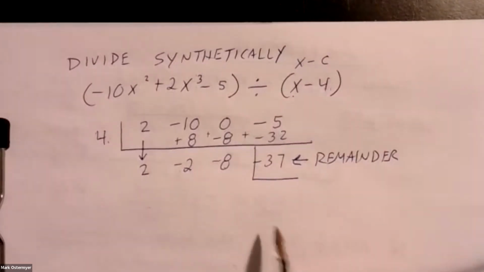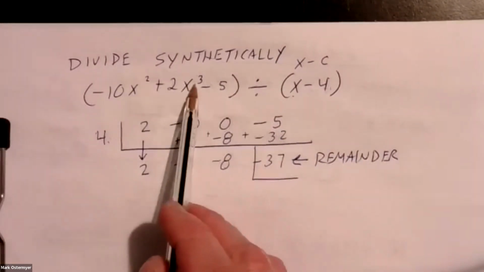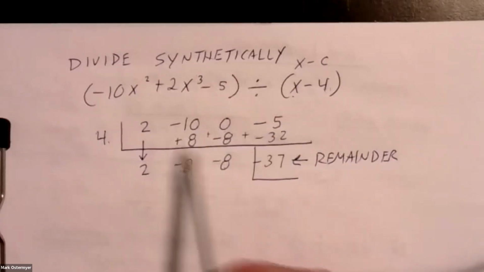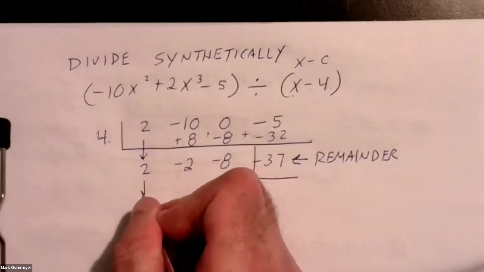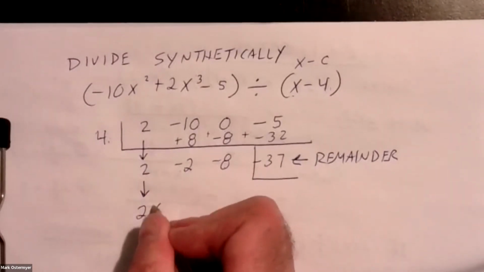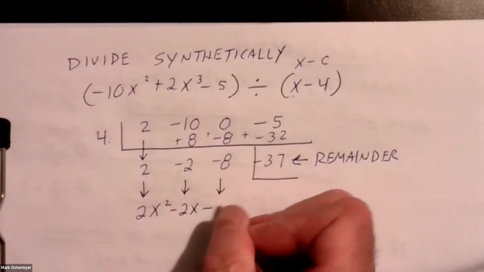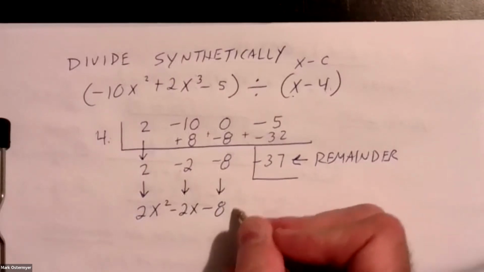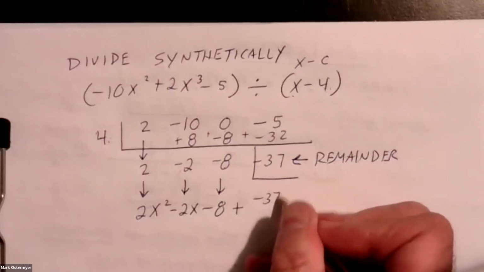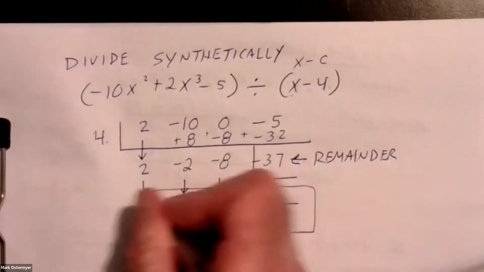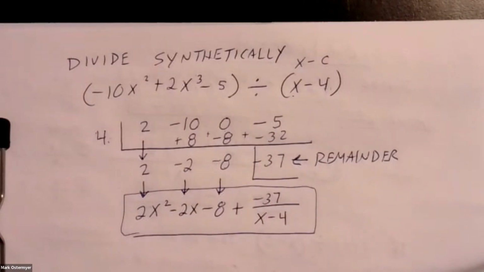And what would be my quotient? Well, I took a third degree polynomial and divided it by a first degree binomial. That means the degree of my quotient must be of degree 3 minus 1, or of the second degree. So here we go. Here's our quotient: 2x squared minus 2x minus 8. And we have this for a remainder. So technically we could say plus a negative 37 placed over our divisor, which is x minus 4. And that's it. Pretty cool, isn't it? It's a lot quicker than long polynomial division.